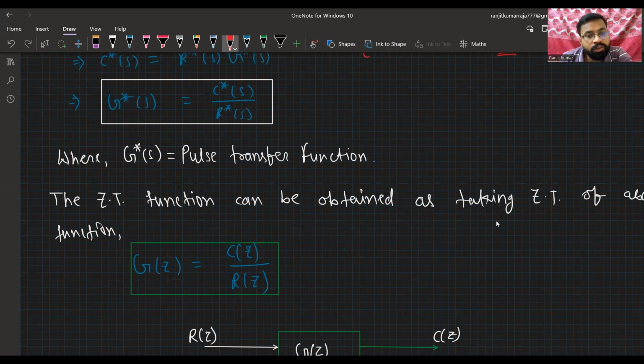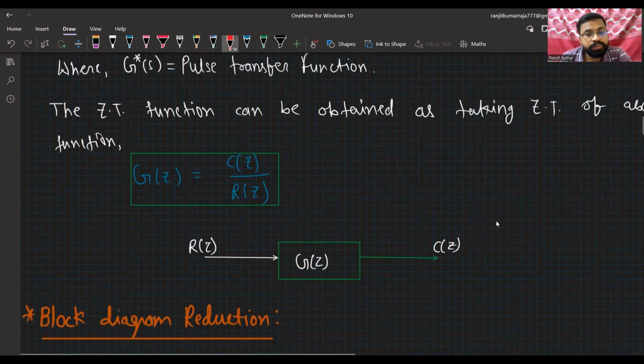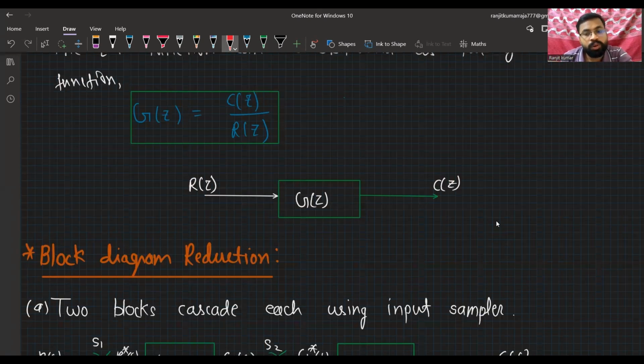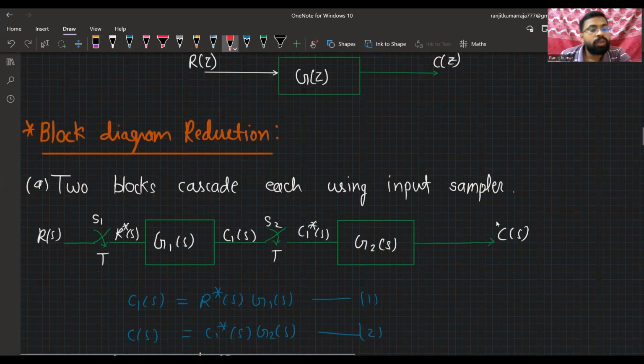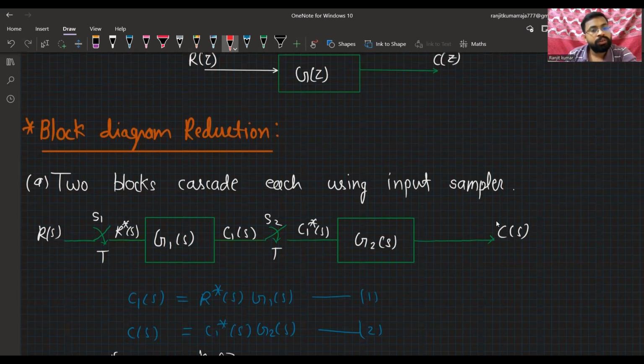And here also I told you, whenever we see a star, that star will convert directly to the Z transfer. So C star of S divided by R of Z. Oh, sorry, R of Z. Okay, now this is the basic block diagram in Z transfer function. Okay. Now, the further topic is block diagram reduction.